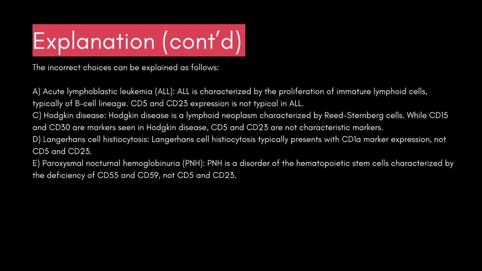Paroxysmal nocturnal hemoglobinuria, also known as PNH. PNH is a disorder of the hematopoietic stem cells characterized by the deficiency of CD55 and CD59, not CD5 and CD23. Let's go ahead and move on to the next question.